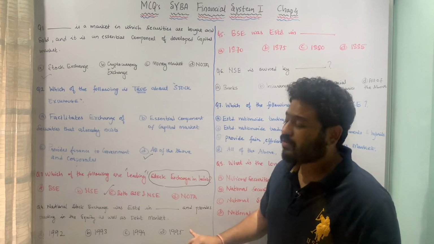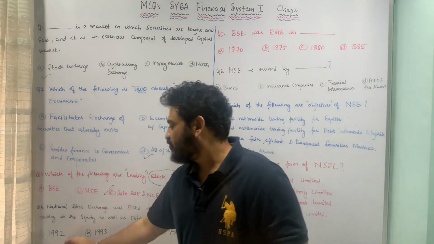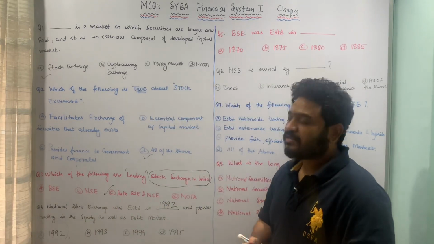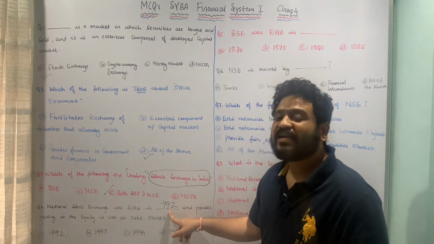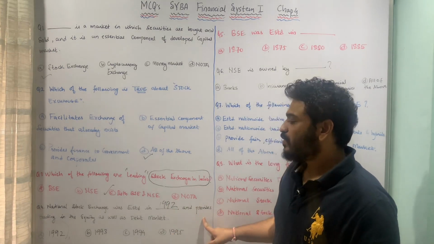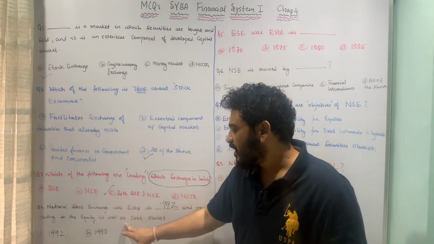But anyway, you will have to remember this year. It was in the year 1992, and therefore option A is the correct answer to this particular question. That means the National Stock Exchange was established in the year 1992, and it facilitates trading in both debt as well as equity markets.